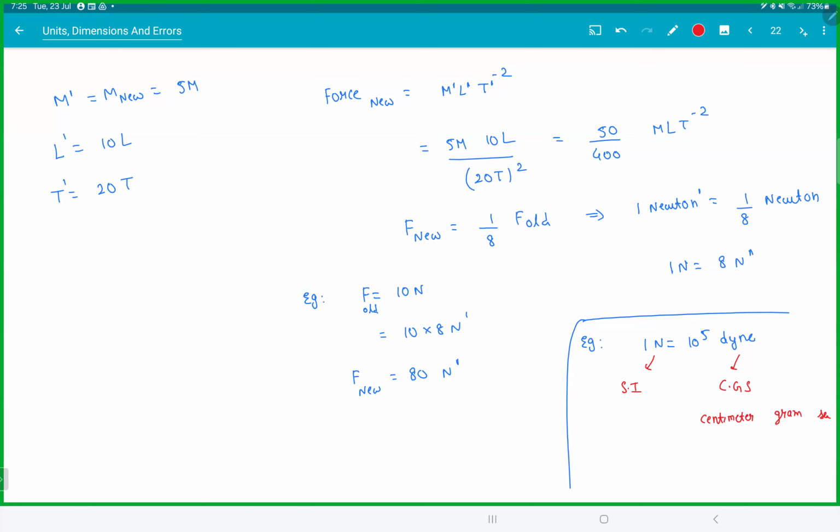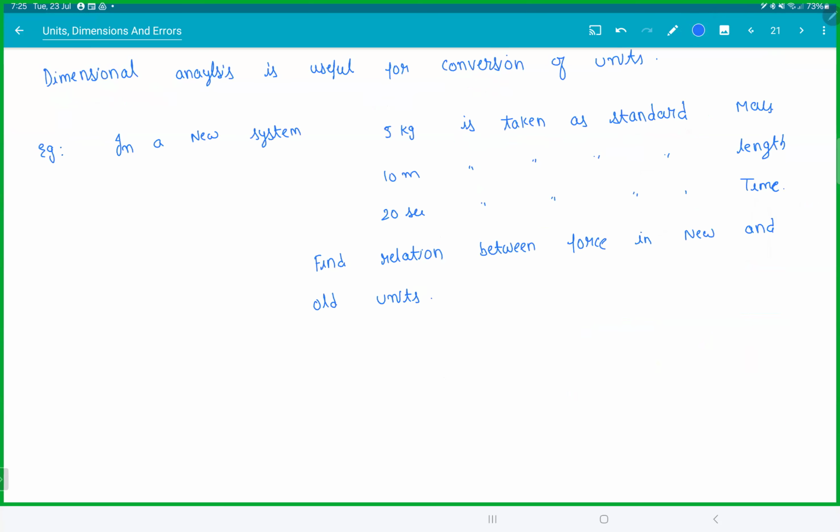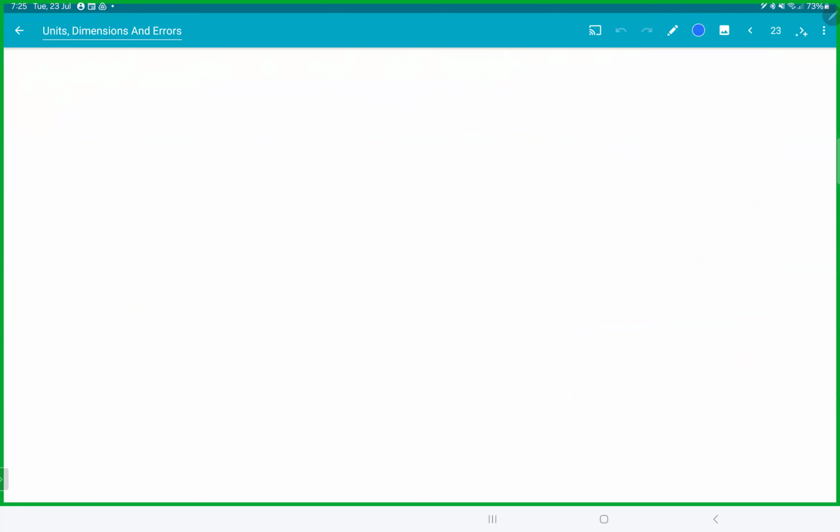All got this? So let me show you one more like this. You guys give me the answer. Turn the page. Let's say in a new system, 2 meter is standard for length.